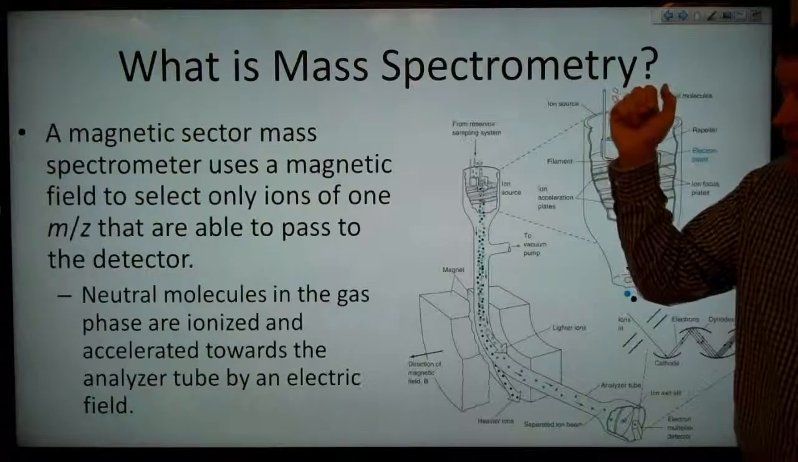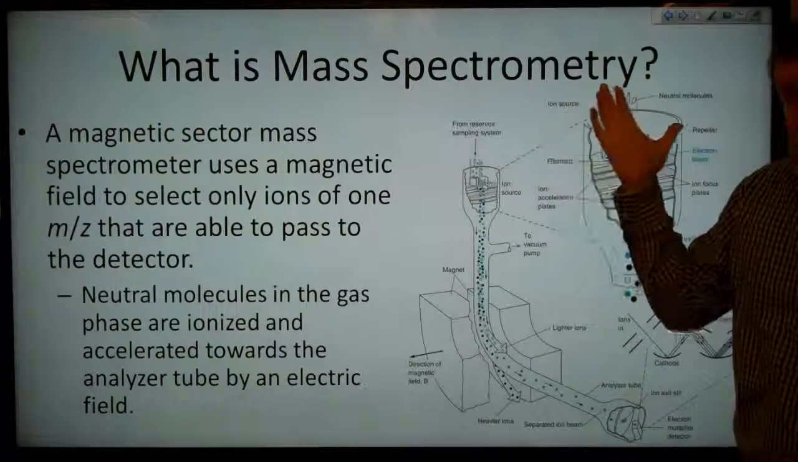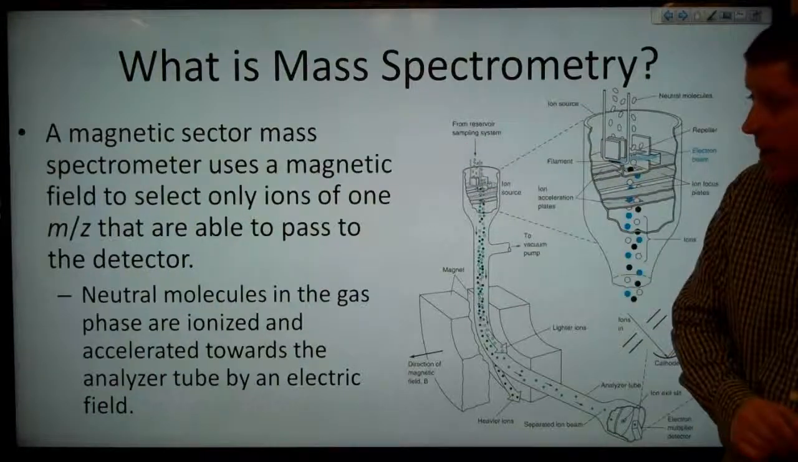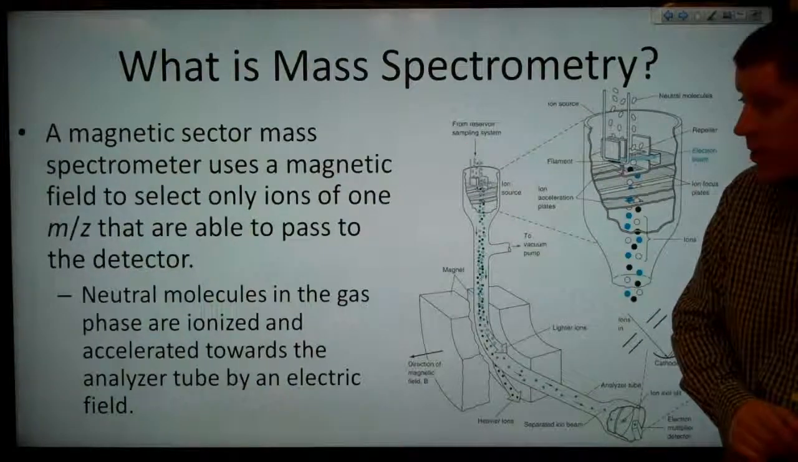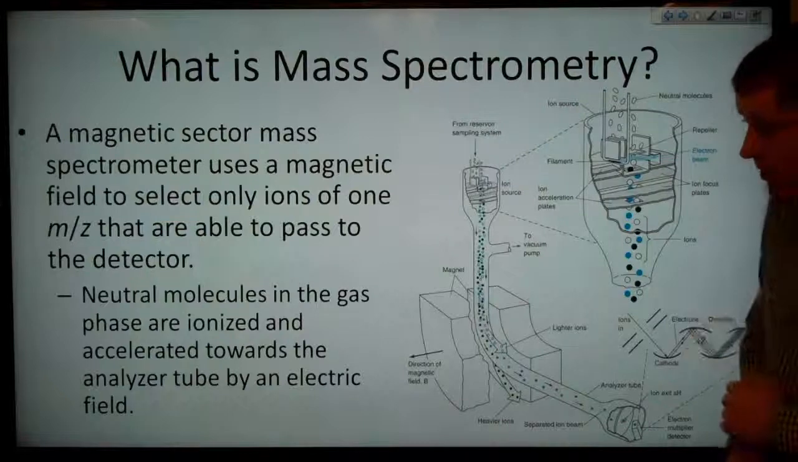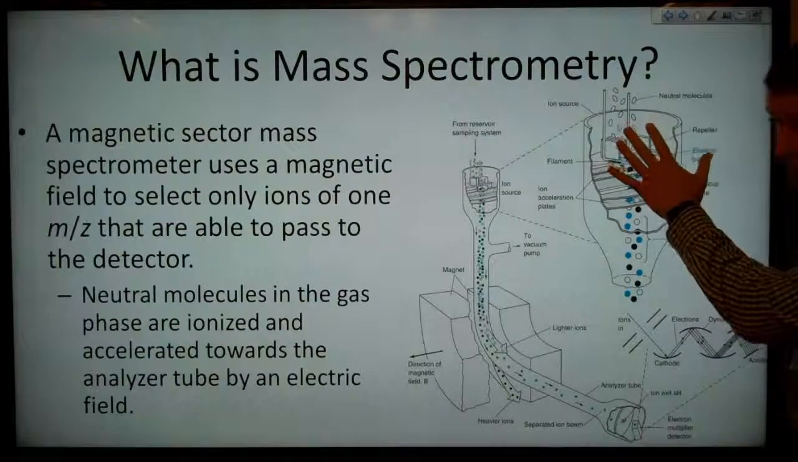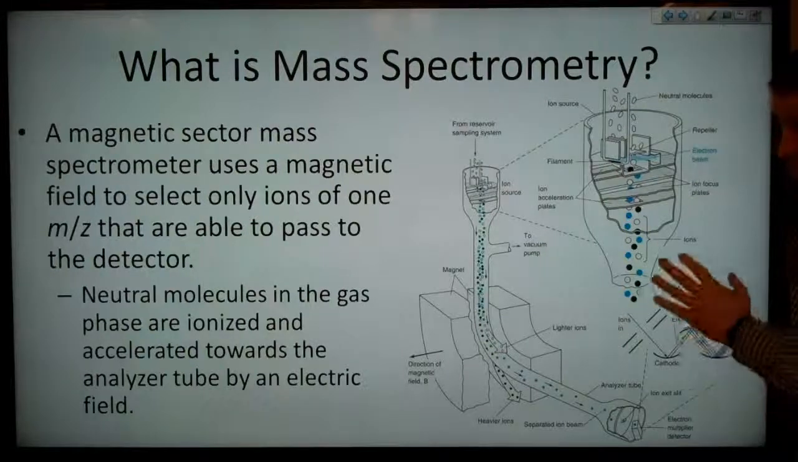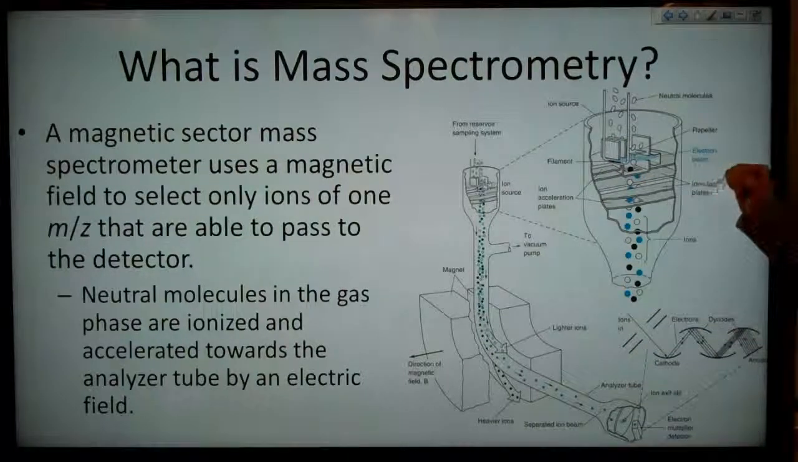A magnetic sector mass spectrometer, similar to the one that I showed on the first slide, uses a magnetic field to select only ions of 1 mass-to-charge ratio that are able to pass to the detector. So neutral molecules in the gas phase are ionized up here in our ion source, and then they're accelerated towards the analyzer tube by an electric field.